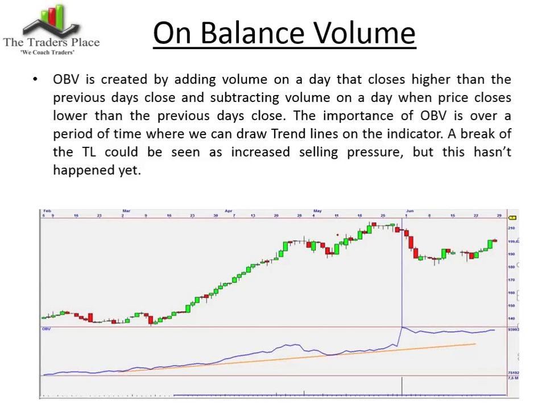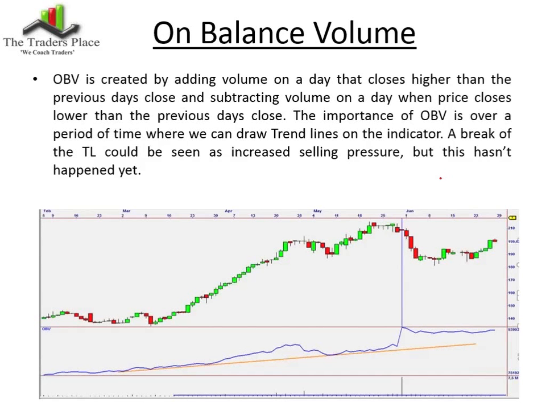This is one of my, I don't like to say favorite, but it is one of the volume indicators that I watch most often: on-balance volume. The indicator is created by adding volume to the indicator on a day that closes higher than the previous day's close, and we subtract volume from the indicator on a day when price closes lower than the previous day's close. So it's all based on closes. Higher closes, we add volume. Lower close, we subtract volume, and the indicator then goes up and down.